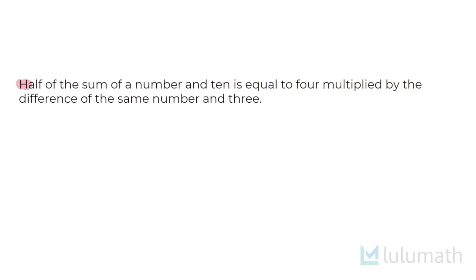So we're told half, and half means to divide by 2. So we've got division or multiplication by a half. The sum of a number and 10, and sum means to add, is equal to, and that means simply just an equal sign. So this time the is equal to is a little bit clearer than other times. 4 multiplied by the difference, and difference means subtraction, of the same number and 3.